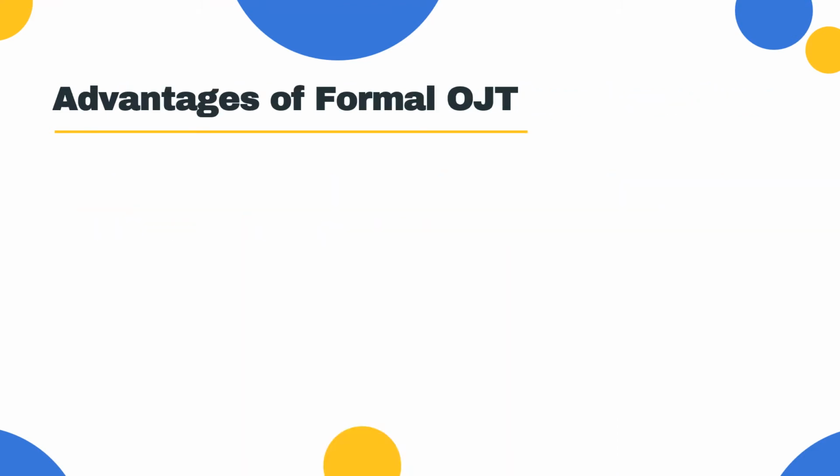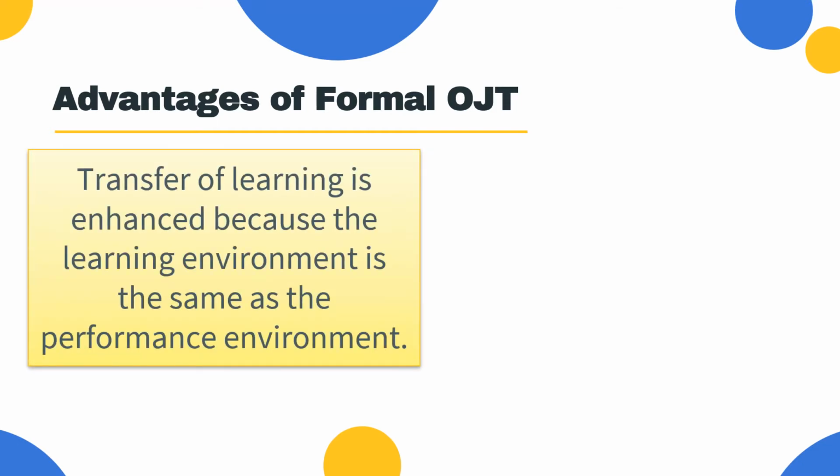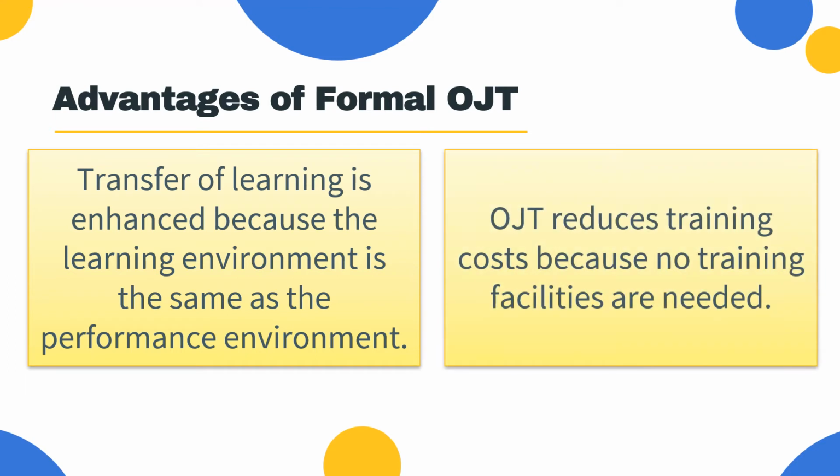Formal OJT has two distinct advantages over classroom training. First, OJT facilitates the transfer of learning to the job because the trainee has an immediate opportunity to practice the work task on the job. Transfer of learning is enhanced because the learning environment is the same as the performance environment. The second advantage is OJT reduces training costs because no training facilities are needed.